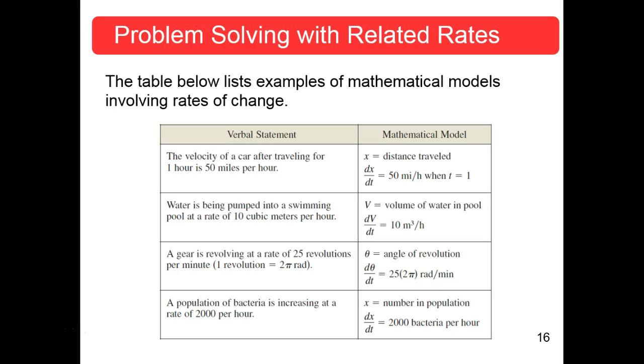Population of bacteria, that's that picture we saw, is increasing at a rate of 2,000 per hour. This is 2,000 bacteria per hour, so dA/dt, dx/dt, I would say dA/dt, but whatever, is equal to 2,000 bacteria per hour. The per hour means it's dt. If you're talking about miles per gallon, then your independent variable would be gallons. That might be a volume or something like that.